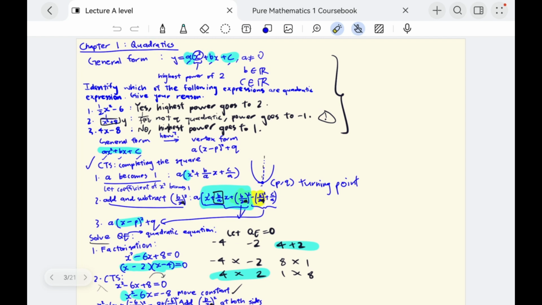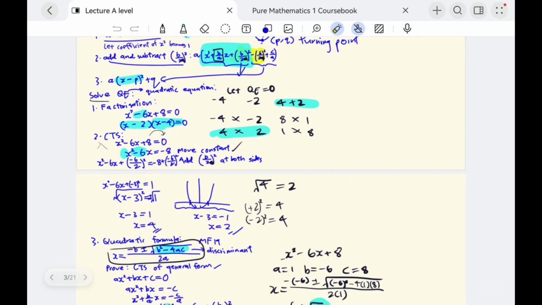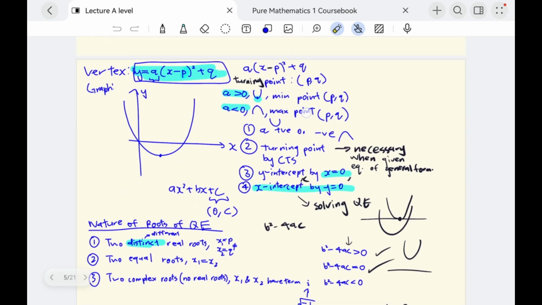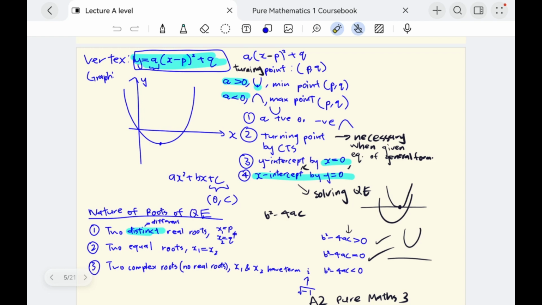Alright, before it comes to the end of the video, let's summarize what you learned from this chapter, Quadratic. First, knowing the general form of a quadratic function and a quadratic equation, and identifying whether the equation is a quadratic by looking at the highest power of 2. Second, how to convert the general form to vertex form by using the CTS method. Third, to solve the quadratic equation by using factorization and the quadratic formula. But for the CTS method, it's not usual because the quadratic formula is already derived from the general form by using the CTS. Fourth, how the vertex form of the quadratic function varies its graph in the Cartesian plane.